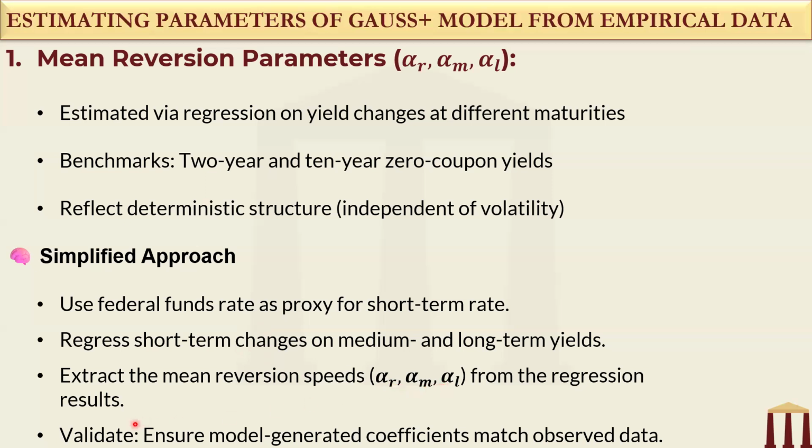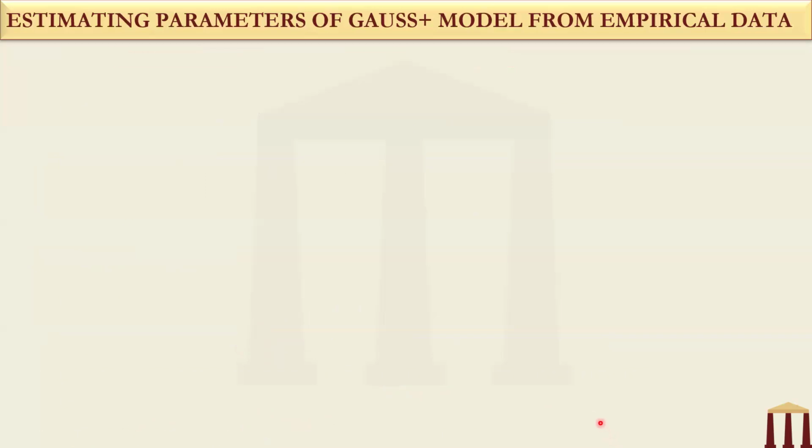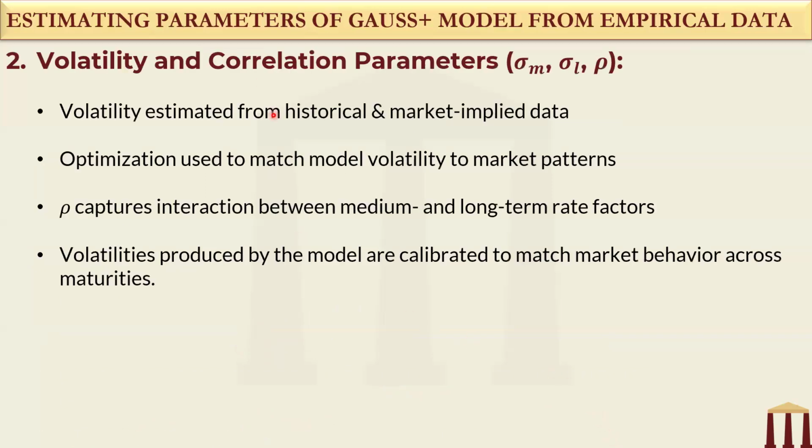Okay, and finally we have to validate. We make sure that the coefficients from the model have to line up very closely with the actual relationships that we see in the data. That's important. Now let's move on to the volatility and correlation parameters, sigma m, sigma l, and rho, the second stage. I said earlier also, it's not necessary that you have to divide it into 3 stages, but this is how the text has been structured.